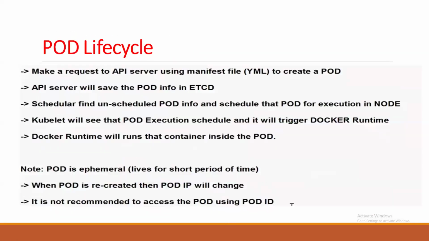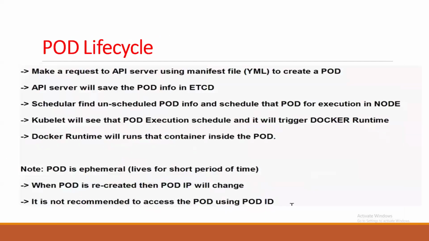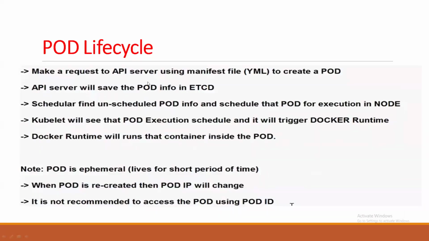Guys, understood? Now you know how to create and start the pods. Now the pod lifecycle. You make a request to the API server. How are you giving the request? By using kubectl apply, where you provide the YAML file. You make a request to the API server using the manifest file to create a pod.